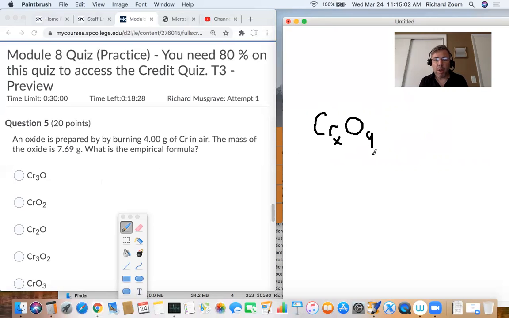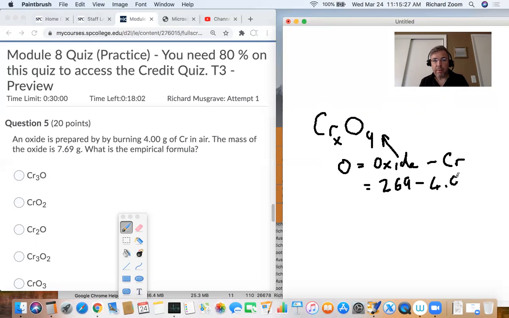I'll say it's CrXOY. So if we have the mass of chromium, the mass of oxygen here is going to be the oxide, which is this, by the way, minus the chromium. So that would be 7.69 minus 4.00, which would be 3.69 grams of oxygen. So it's really important to make sure that we do this subtraction step in order to get the oxygen here.